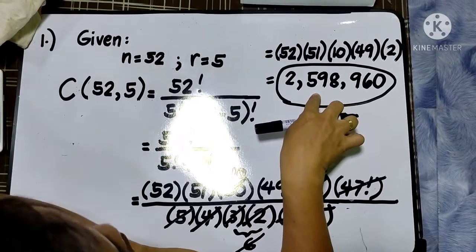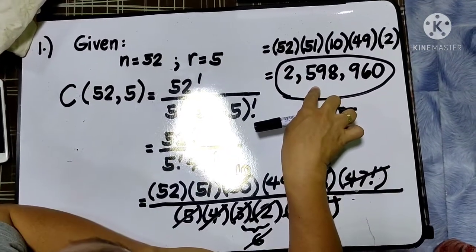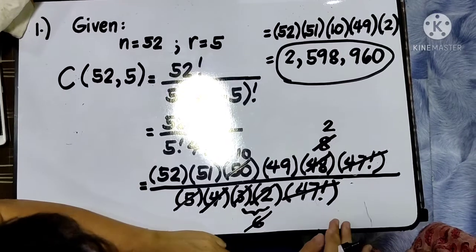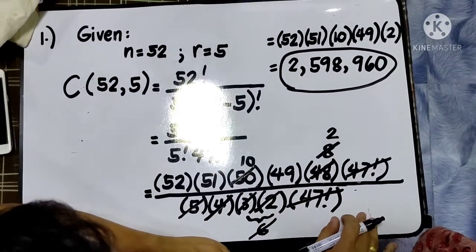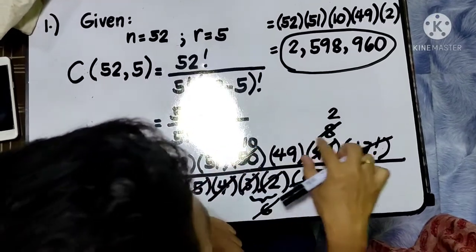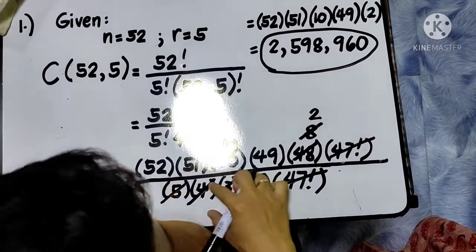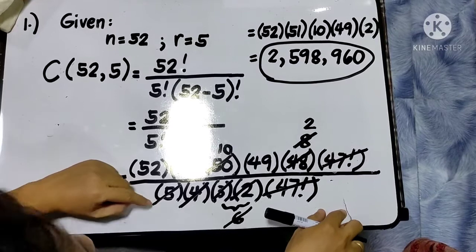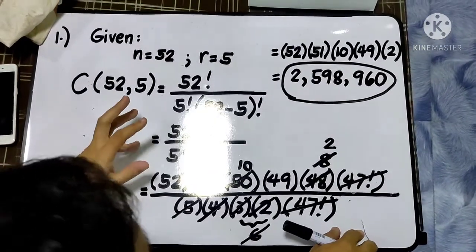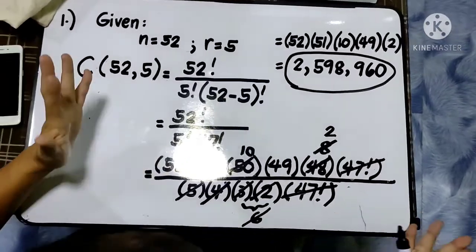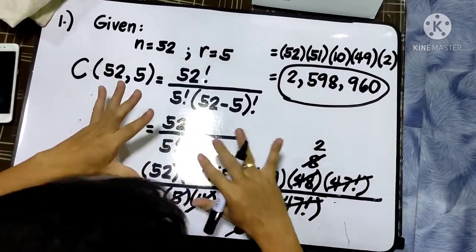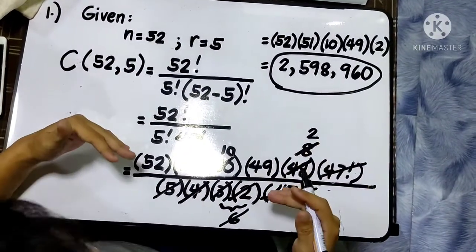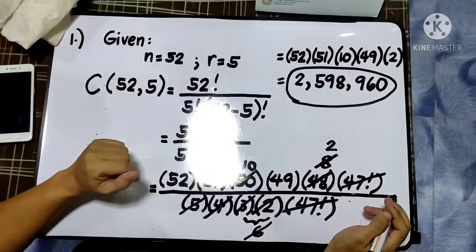So this will be the value of the combination, or this is the number of different sets of 5 cards that you can form from a standard deck of 52 cards. If nahihirapan kayong mag-apply ng cancellation, pwede you multiply the entire numerator, then you divide it by the product of the denominator. You will still get the same answer, provided that your calculation is correct. Pag hindi mo kaya mag-cancel, i-multiply mo lahat ang numerator, i-multiply mo rin lahat ang denominator, numerator divided by denominator, you will get the same answer.